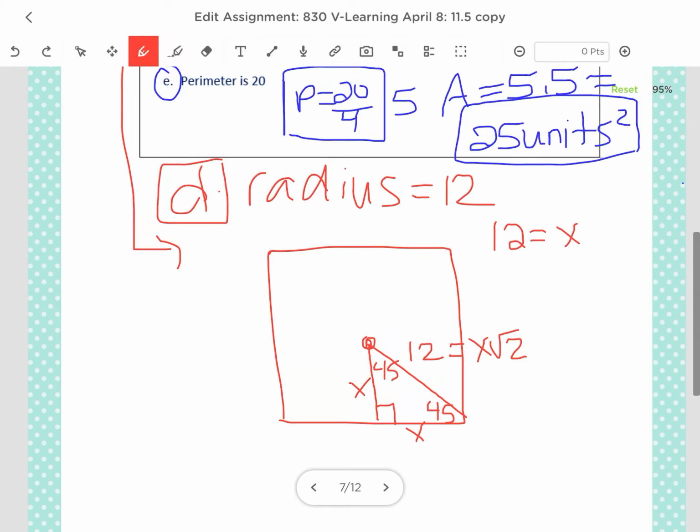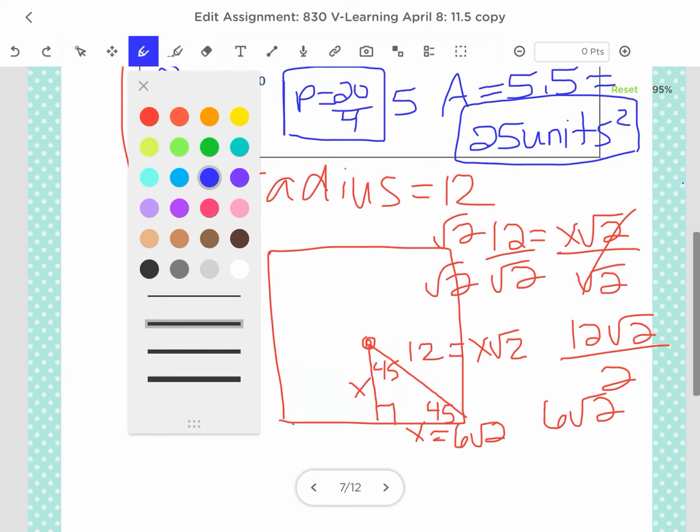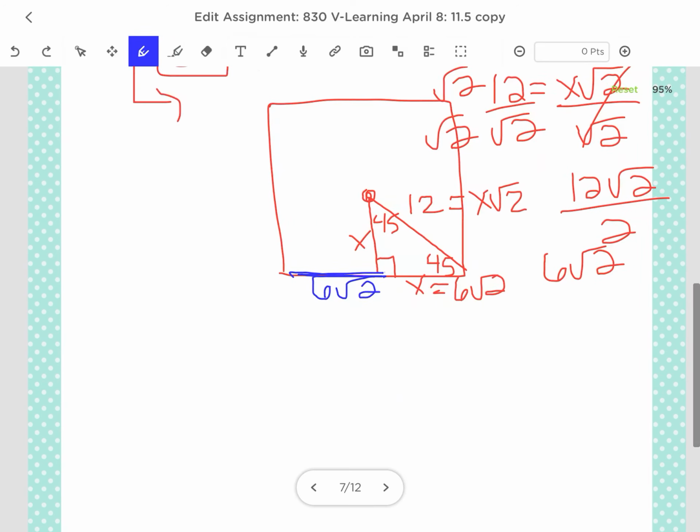So if I have 12 is equal to x root 2, I'm going to go ahead and divide by root 2. I'm going to rationalize to get rid of that. So I've got 12 root 2 over 2, which simplifies to 6 root 2. So my x is 6 root 2. That means this part over here, because remember an apothem bisects the side, is also 6 root 2. So the entire length of this side is going to be 12 root 2.